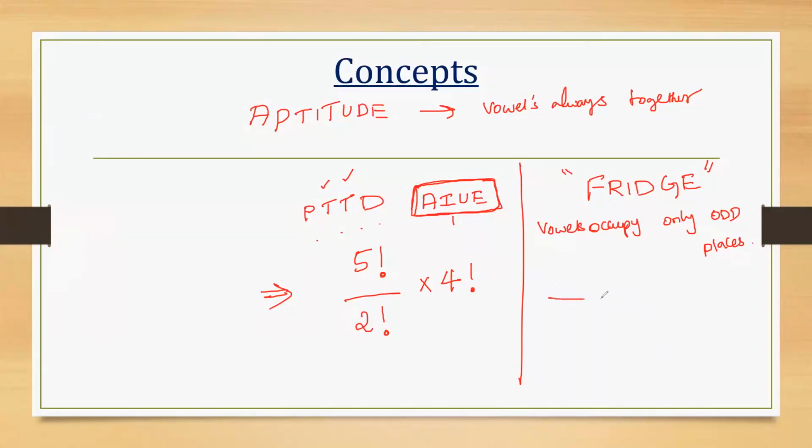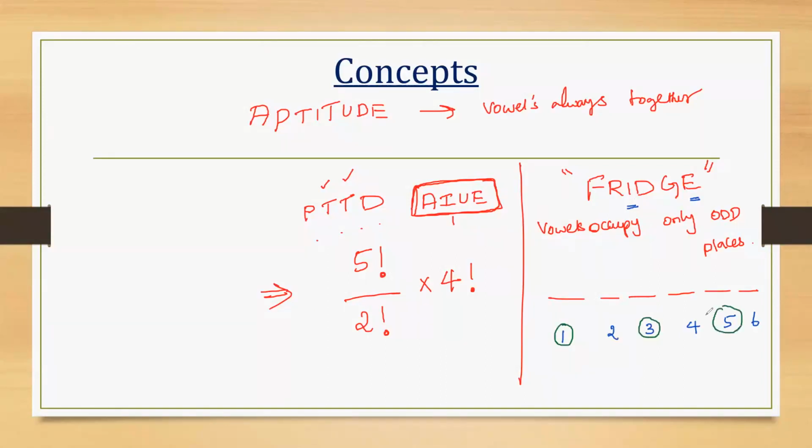So for fridge we have 6 places, right? Vowels occupy only the odd places. So the first place, second place, third place, fourth place, fifth place, sixth place. We have 2 vowels here. How many odd places are there? 3, right? 1, 3, 5.